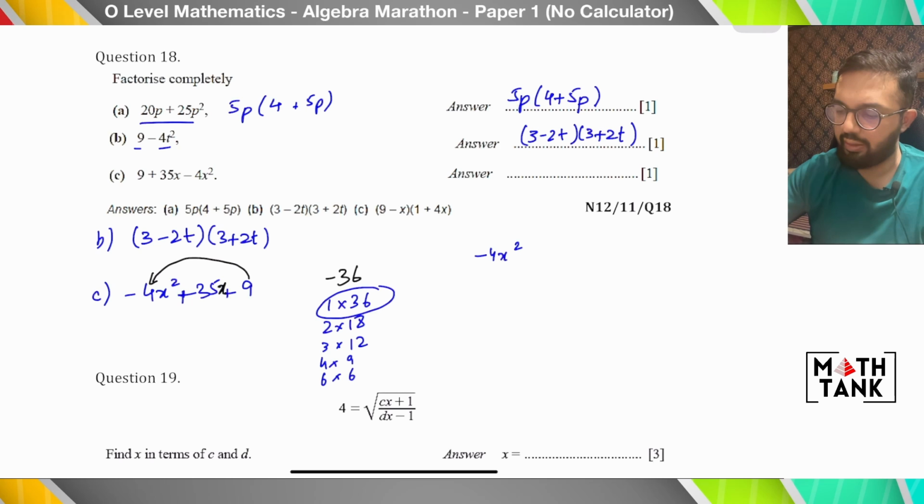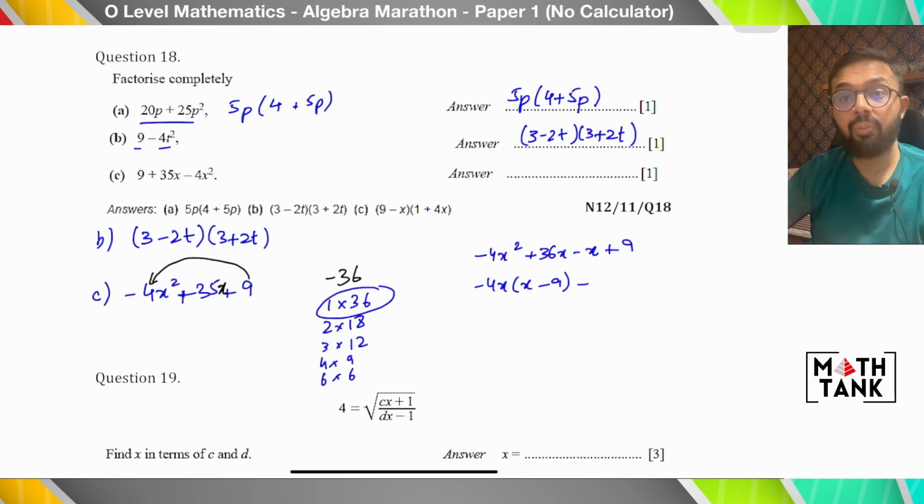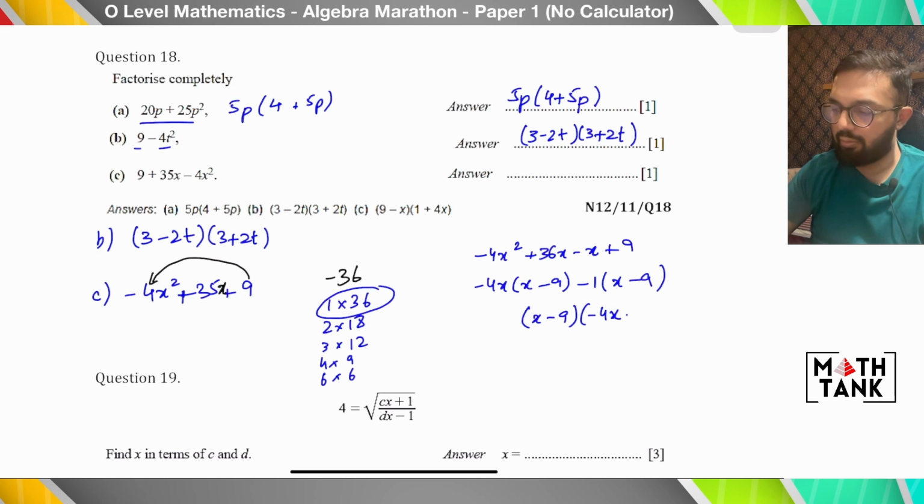Say that I have 36x minus x plus 9. What is common in the first two? Minus 4x. So I'm left with x minus 9. And then the next two terms, in order to make that bracket the same, I'll factor out a minus 1, so that this bracket also becomes x minus 9. So x minus 9 and minus 4x minus 1. Okay, and that's a perfectly fine answer. You don't need to worry about this. So what you've done is taken the minus common and put it with the other number. You can do that too if you want, but that's not necessary as such.